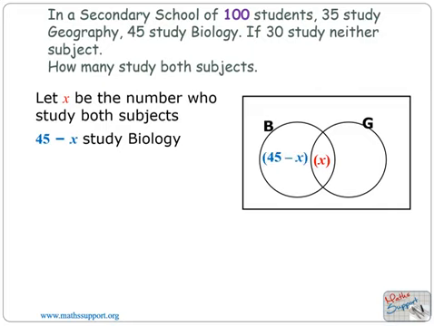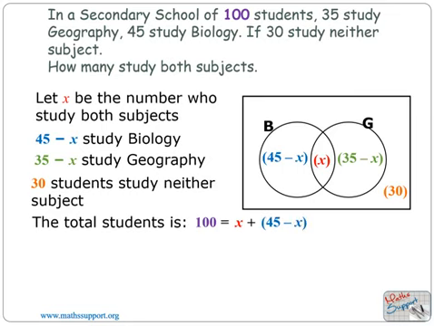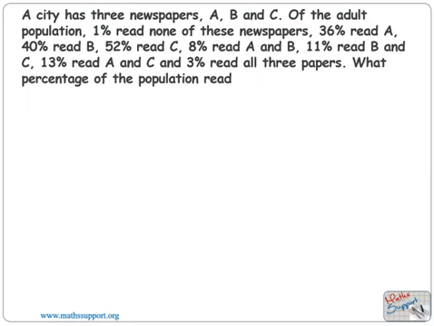So 45 minus x will be in this side, and 35 minus x will be in the other side. 30 study neither subject, which is outside. So the total students is 100. So x plus 45 minus x plus 35 minus x plus 30 add up to 100. From this equation, we can rearrange the equation to find the value of x, and that gives us that x is equal to 10. So 10 students study both.